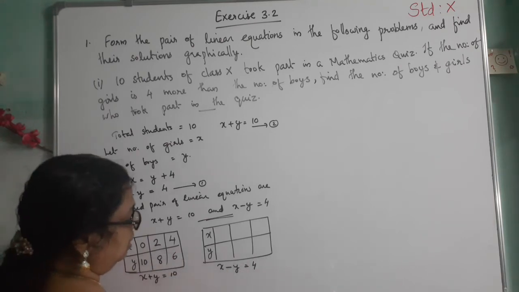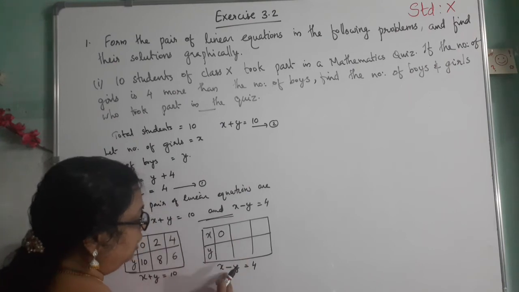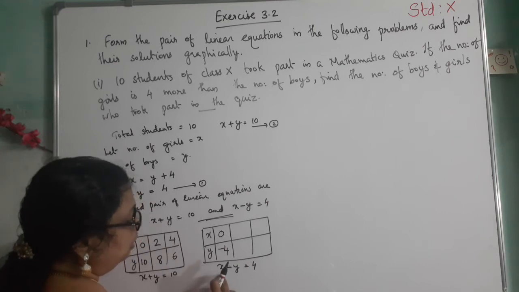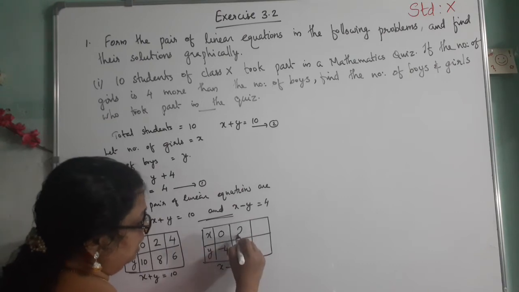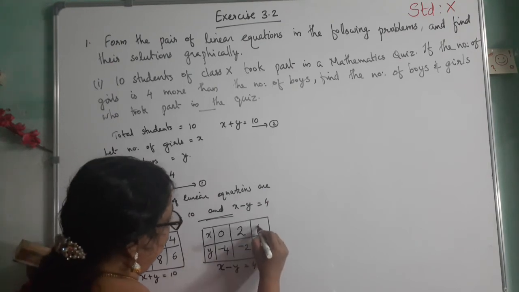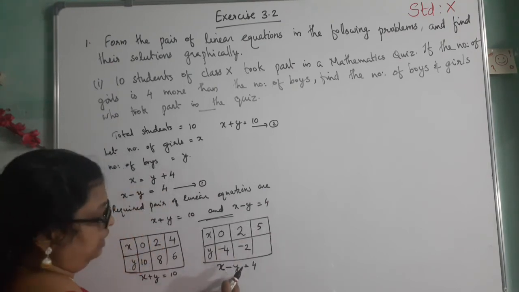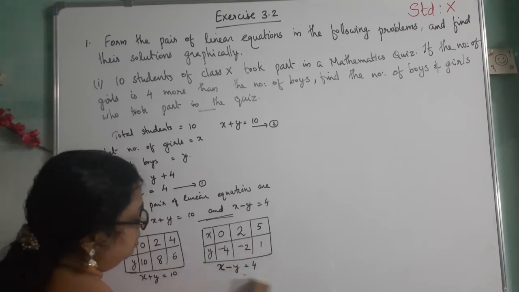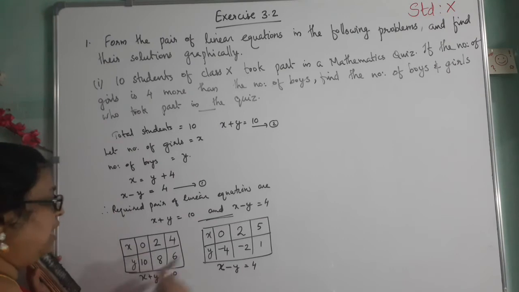Here x minus y is equal to 4. When x equal to 0, then minus y is equal to 4, so y is equal to minus 4. When x equal to 2, then 2 minus y is equal to 4, and y is equal to 2 minus 4, which is equal to minus 2. When x equal to 5, then 5 minus y is equal to 4, and 5 minus 4 is equal to y, that is y is equal to 1. So we get 3 points here and here.